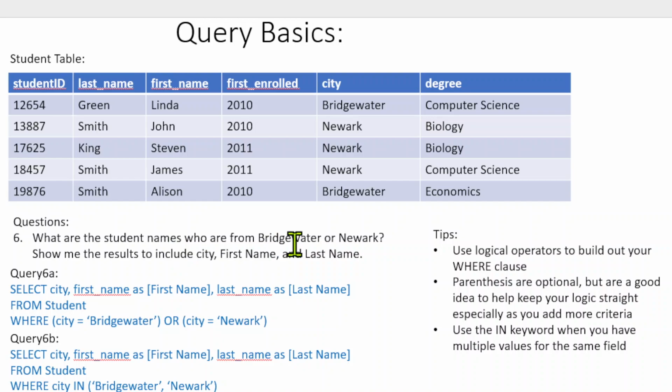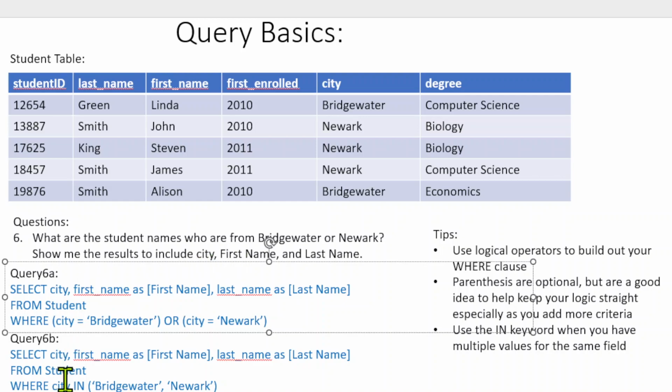Now we can get Bridgewater or Newark. So a couple of options you can do here: number 1, where city equals Bridgewater or city equals Newark. I don't believe you need to have these brackets around here. I think you can get rid of those, but you would put them on there if I had more than one qualifier in there. If I wanted to say where city is Bridgewater and name is Linda, or city is Newark. But I don't think you would really need the parentheses around here.